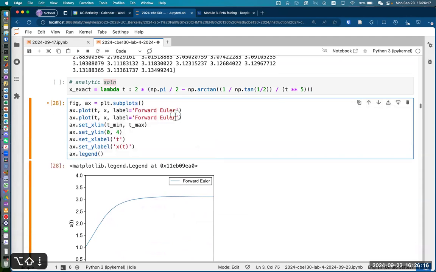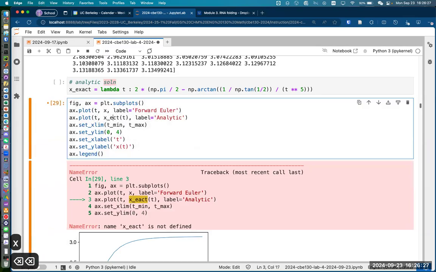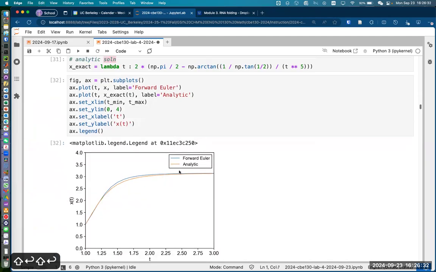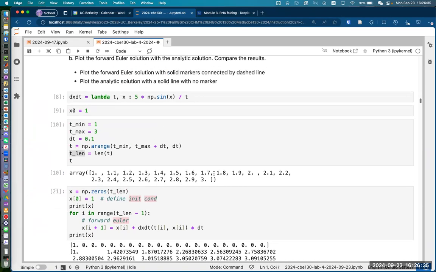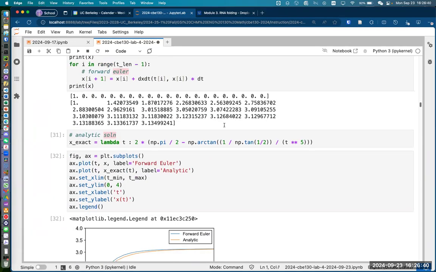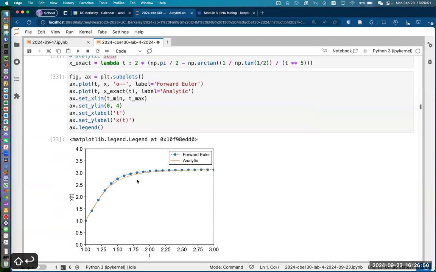So we want to plot the analytic solution. So t comma x exact, evaluated at t exact. And now we have also the analytic solution. And we'll also check if we have followed the guidelines. So for the Euler solution, solid markers connected by dash line. So here we can put a solid marker, which is 'o', and then the dash line is two minus signs. Okay. And this we have plotted for Euler and the analytic solution.